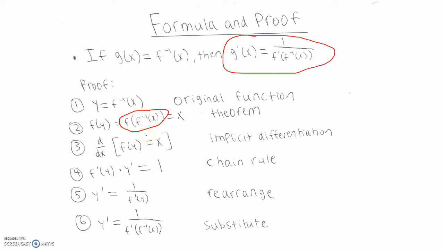Then you can take the implicit differentiation of both sides of f of y equals x, and using the chain rule, the derivative of f of y is equal to f prime of y times y prime, and the derivative of x is just equal to 1. So if you isolate y prime, you get 1 over f prime of y. And using substitution, since you know y is just equal to f inverse of x, you end up with y prime equals 1 over f prime of f inverse of x, which is exactly what this formula states up here.